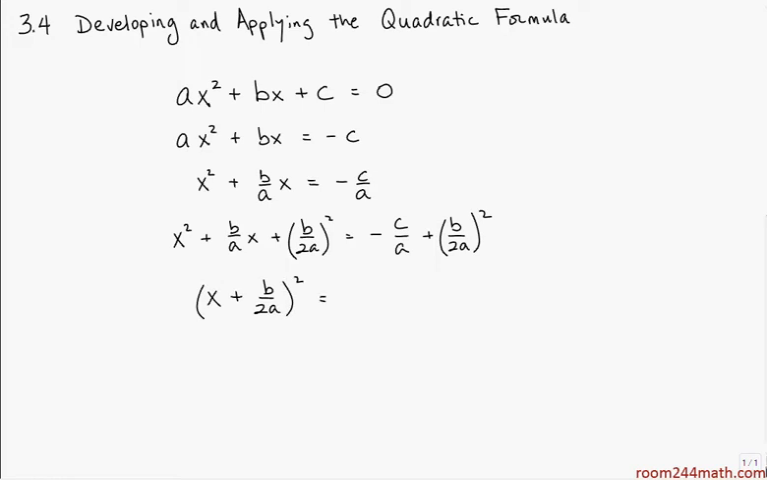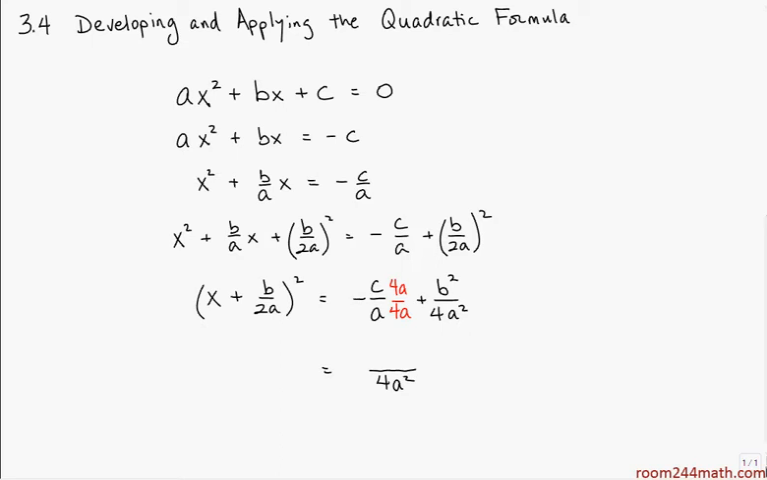The right hand side we're going to need to spend a little bit of time cleaning up. Let's square the b over 2a first. That gives us b squared over 4a squared. And if we're going to add that to minus c over a, it would help if the denominators were the same. So right now we have a denominator of a and a denominator of 4a squared, so we're going to need to multiply the minus c over a by 4a over 4a. And so now the denominators are going to be the same. So on the right hand side, the denominator is going to be 4a squared.